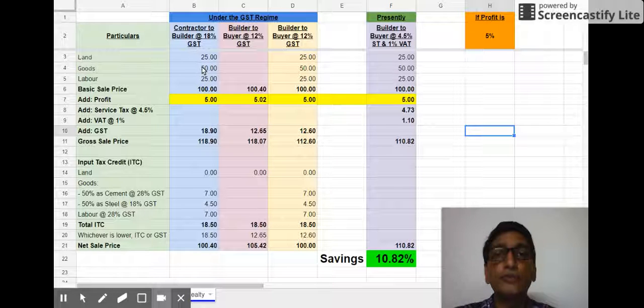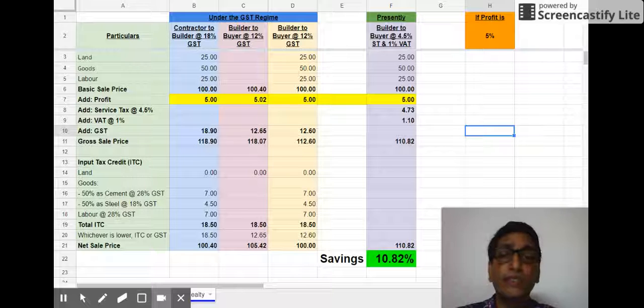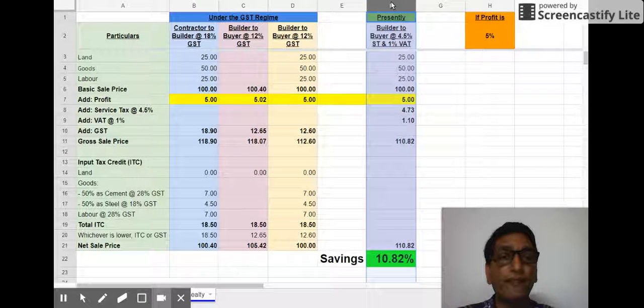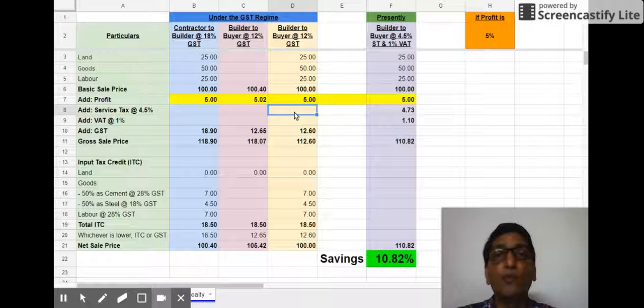See, in order to see the difference post GST and pre GST, we have to compare the two situations. What is presently happening, and what will actually happen under the GST regime once GST is implemented.